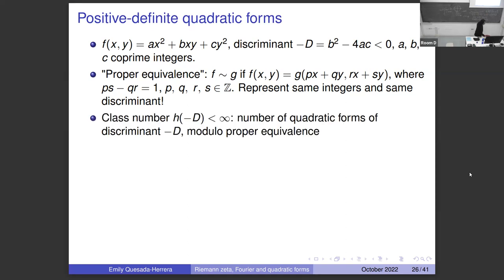And some classical results say that the number of quadratic forms of a given discriminant modulo proper equivalence is finite. And this is what we call the class number h of minus D.